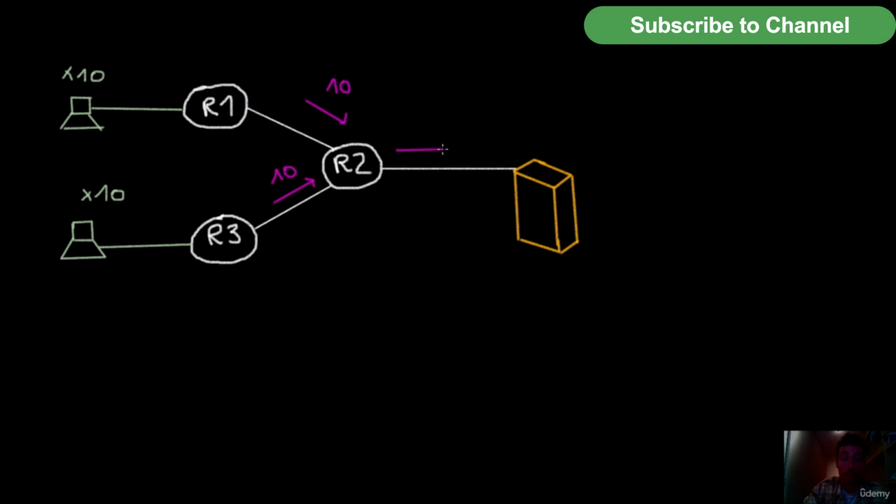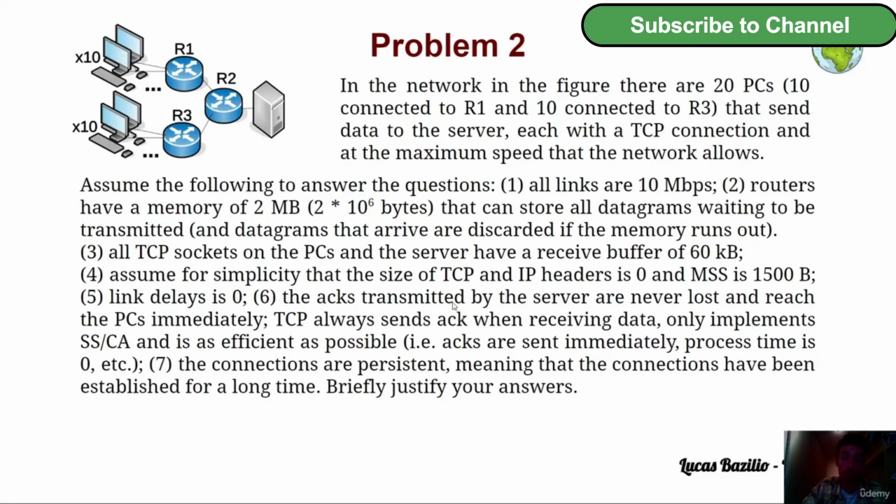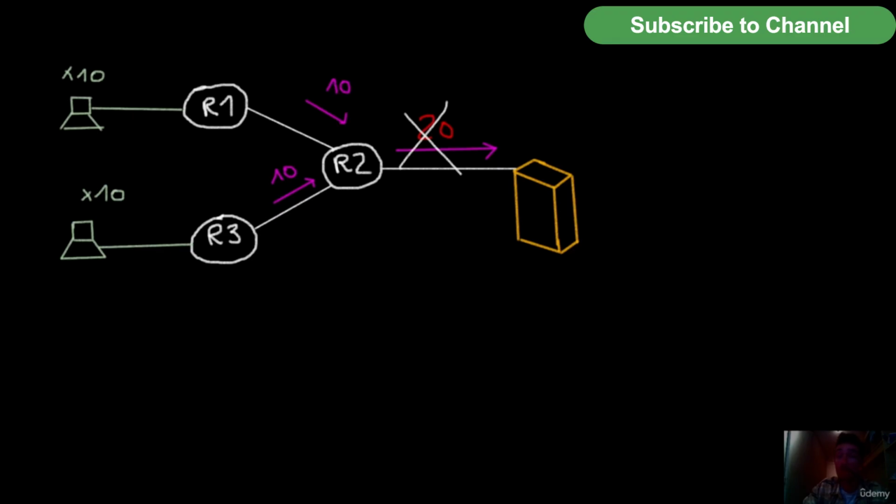megabits per second arriving. However, if we try to send 20 megabits per second in here, this will not be possible because all the links have a maximum speed of 10 megabits per second, as we can see on the first assumption. That's why this is a bottleneck. So what is going to happen here? Well, we are going to transmit, essentially, 10 megabits per second, and we are going to take 5 from router 1, and also 5 from router 3.